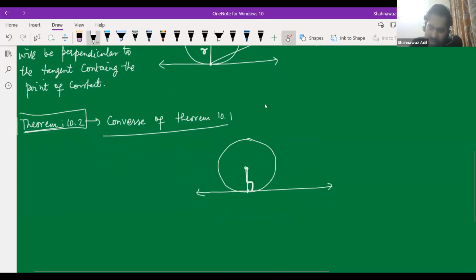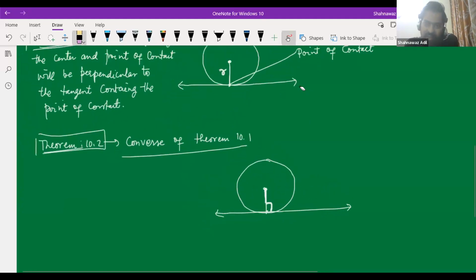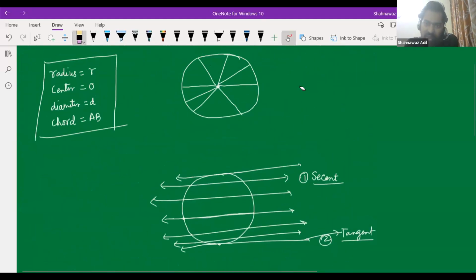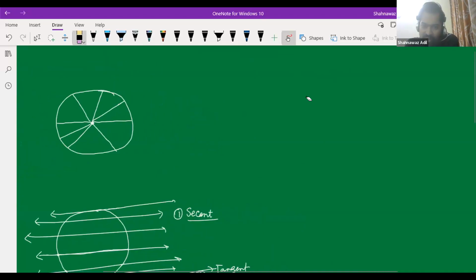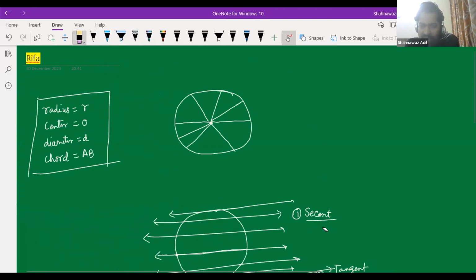And remember, not this line. This line is also perpendicular to this thing, but this is not the radius. We have to take the full radius. So these are the two things that we have to understand in the first exercise. Please note these down. The first exercise talks about secants, tangents, and the first theorem.